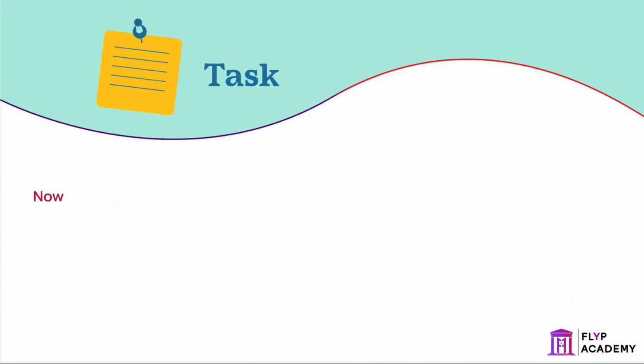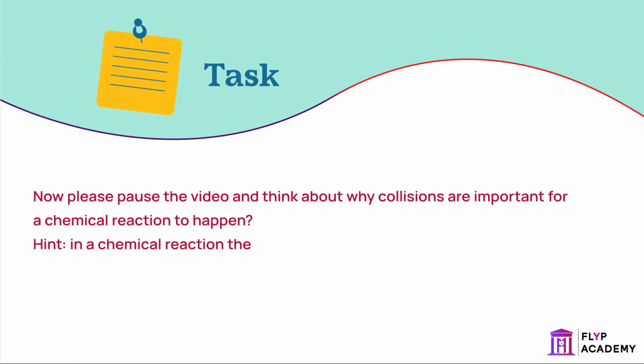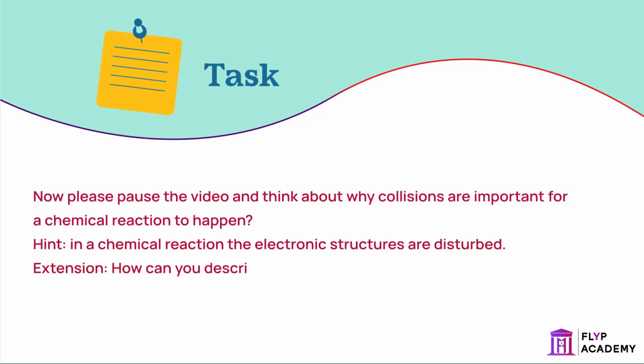Task. Now please pause the video and think about why collisions are important for a chemical reaction to happen. Hint: in a chemical reaction, the electronic structures are disturbed. Extension: how can you describe chemical reactions with collisions and electrons?